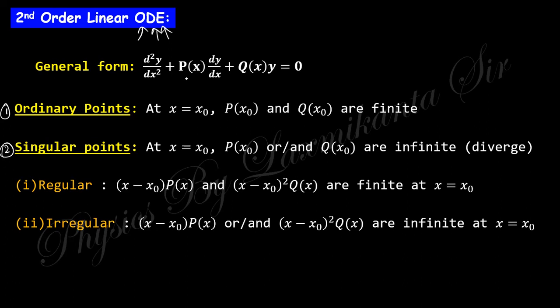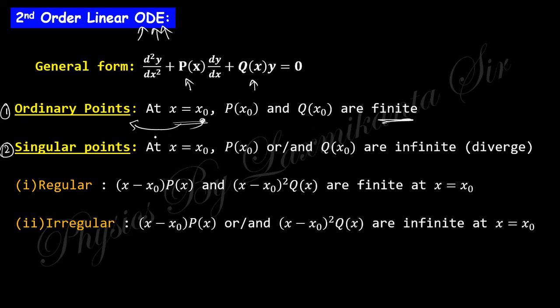If this differential equation is put into this general form, after that check at this point, that x equals x naught, at any value of x. If these two coefficients, p(x) and q(x), are finite, then this point, that is x equal to x0, is known as an ordinary point. This x0 point is known as this ordinary point.